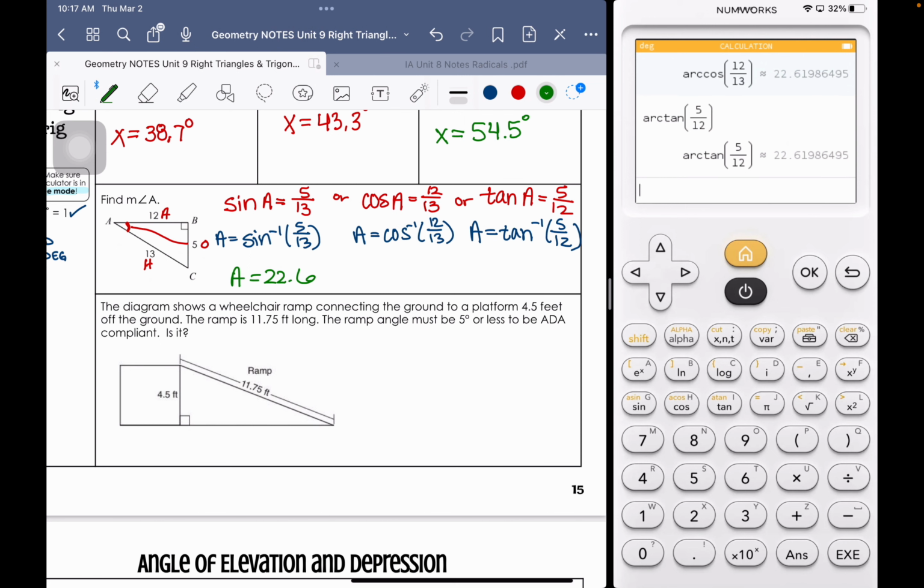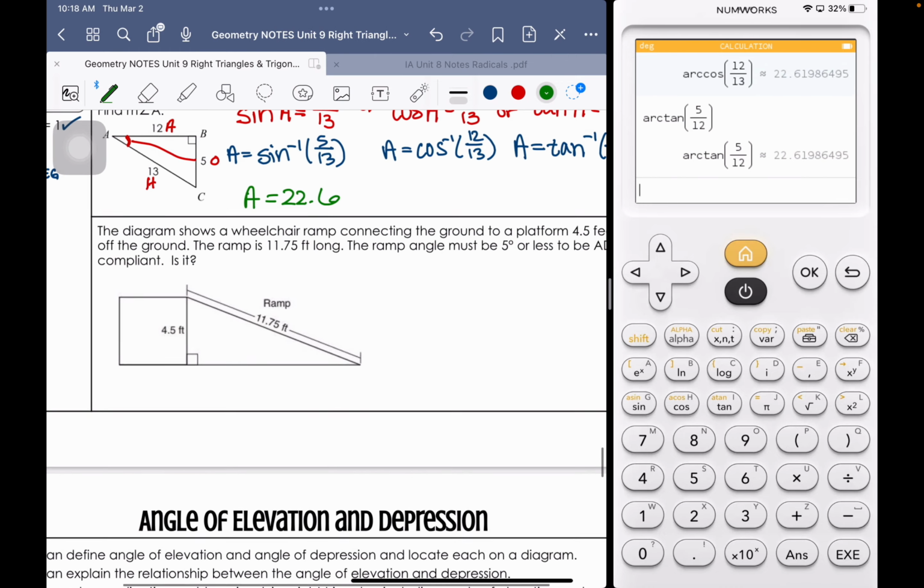We could even solve for angle C using trig. So all that matters is that we have our ratios in the correct order, that our opposite is 5, our hypotenuse is 13, and our adjacent is 12. If you get any of those mixed up, you won't get the right angle measure.